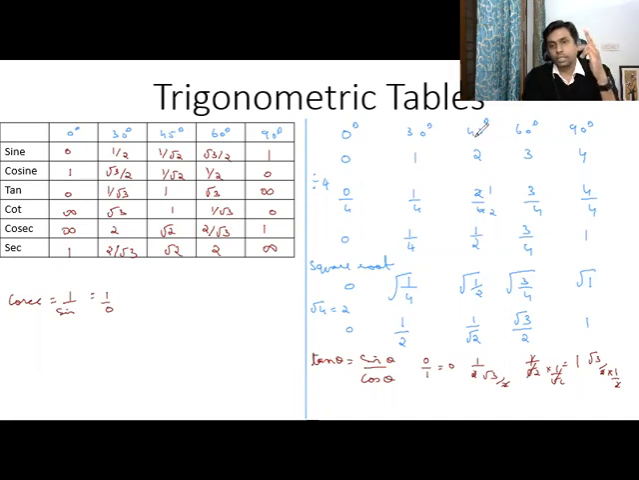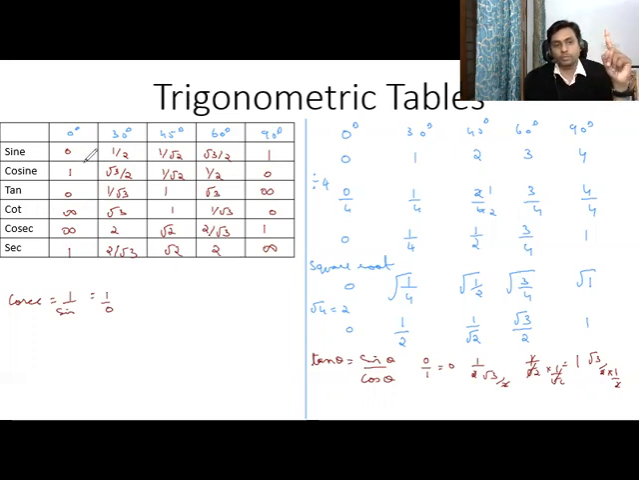So 0 degrees, 30 degrees, 45 degrees, 60 degrees, 90 degrees. Numbers from 0 to 4. Divide by the highest number, take square root. You will get 0, 1 by 2, 1 by root 2, root 3 by 2, 1. That will become your sine. Write it in reverse order. So 1 will come first, then root 3 by 2, then 1 by root 2, then 1 by 2, then 0, cosine. Divide them, you will get tan. Write tan in reverse order, you will get cot.